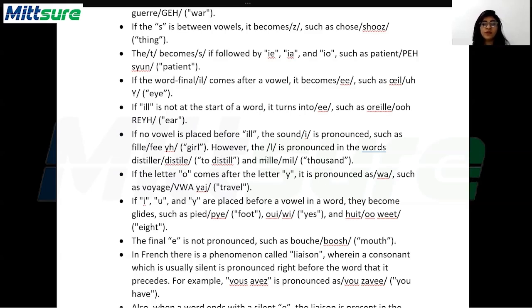That's how we do with the other words also. Distiller, it will be distiller. Mille will be miye. Distiller is distill. Mille means 1,000.